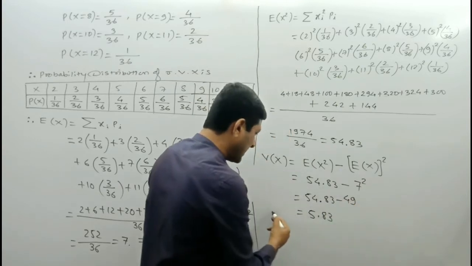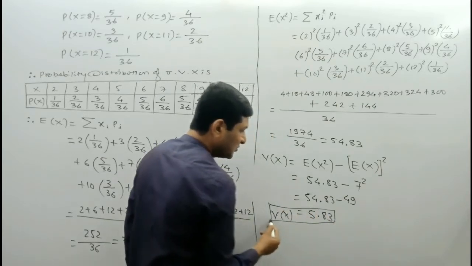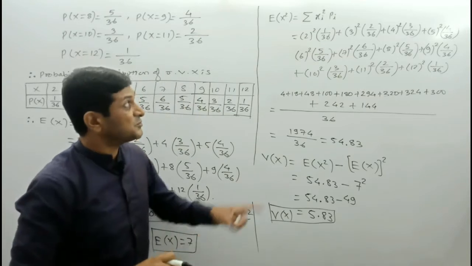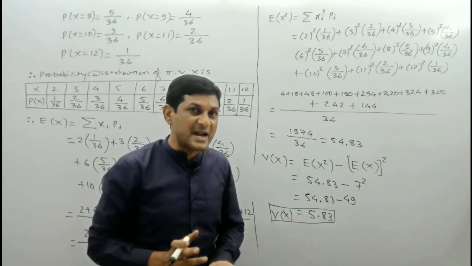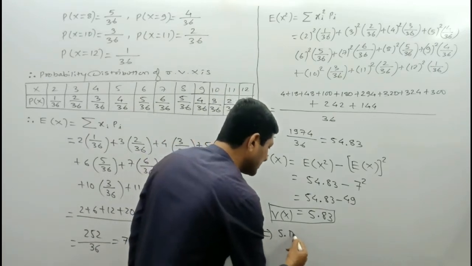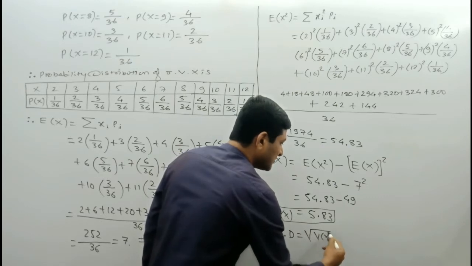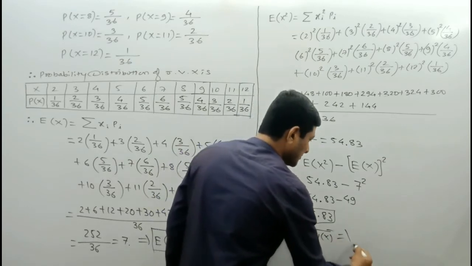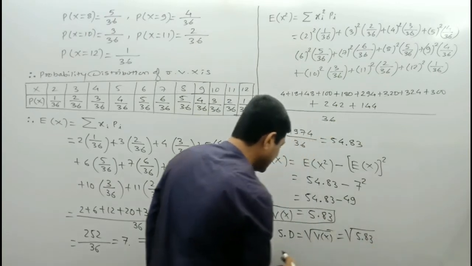5.83 is the value of what? V of x. Once the value of V of x is known to us, using V of x we are able to find out our required value. And what is the question? Find the standard deviation. So this implies that standard deviation will be equal to under root V of x. Means we have to find out the square root of 5.83.